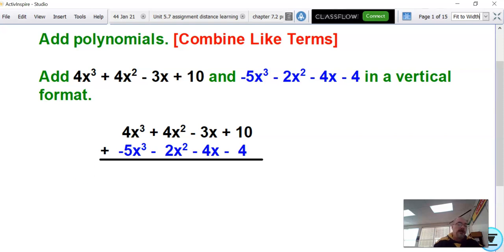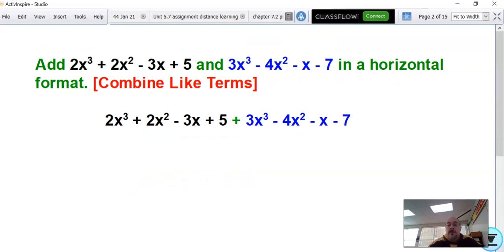So combining like terms, the first one gives us negative 1x cubed. Now remember, the 1 is not necessary, but the negative is. Okay, then this is plus 2x squared minus 7x plus 6. That's it.